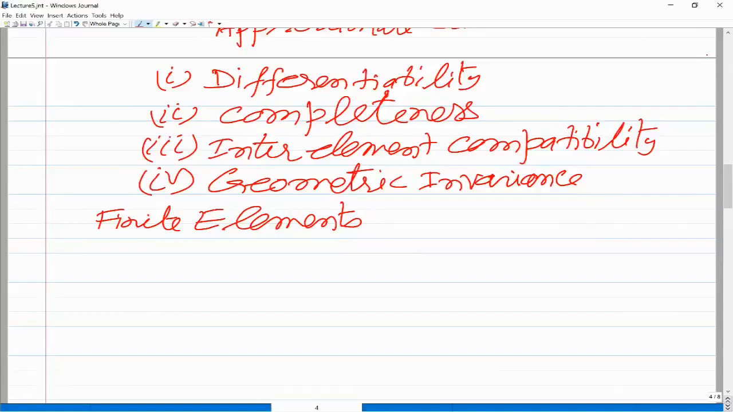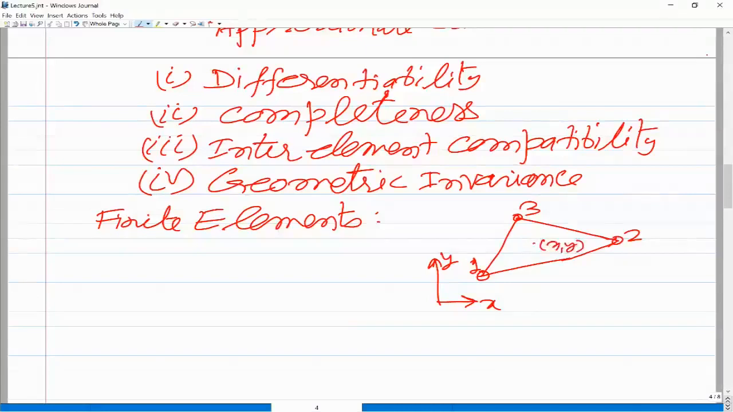Now if you talk of finite elements, the simplest thing you can think of in a 2D element is a triangular element, and the formulation is, let us say, in the physical coordinate space. So this is a triangular element, and we have x and y. The nodes are node 1, node 2, node 3, and at any point the coordinates are x and y.